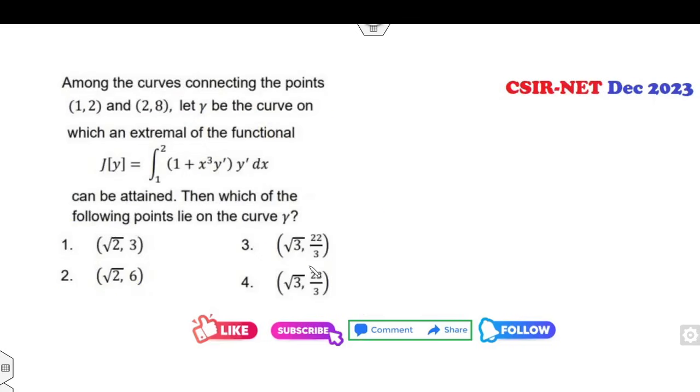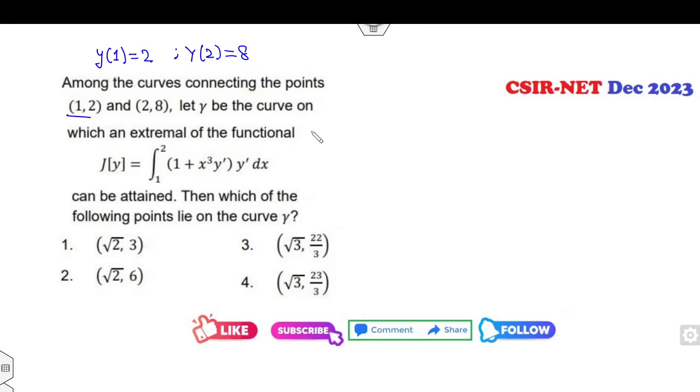Now you can see that it's a recent year, December 2023. I will solve it again in a similar manner. What is the meaning of that? When x is equal to 1, y of 1 is 2, and y of 2 is 8. This is given to you. So let's start with this.